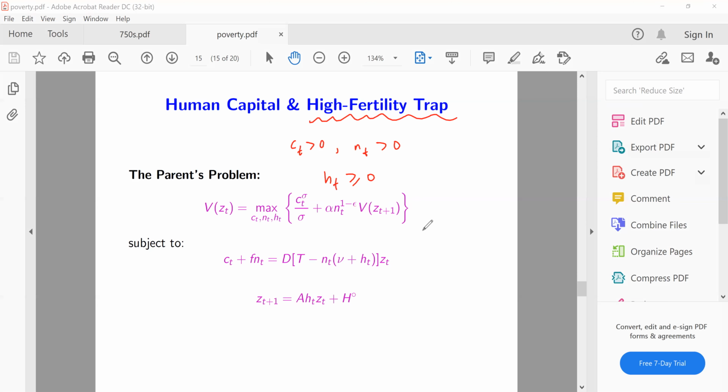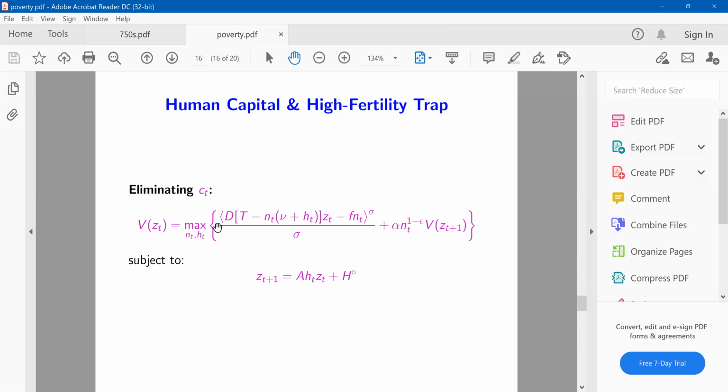Okay, so the objective function is written as a Bellman equation here, with the budget constraint and the transition equation. Then what do we have? First we eliminate CT for simplicity. So now the control variables are N and H. So there are two control variables, N and H, and there's one state variable, which is ZT, right? I just replace consumption here and eliminate the budget constraint.